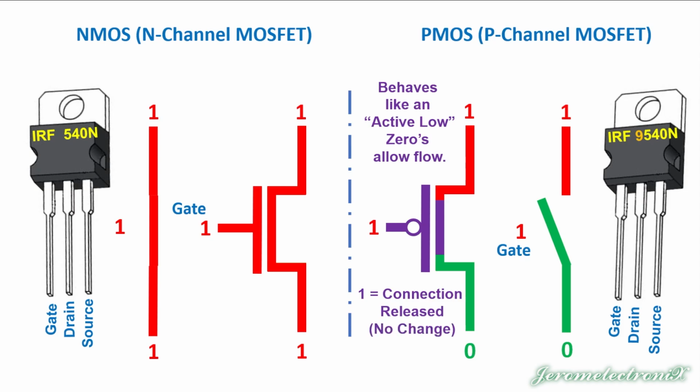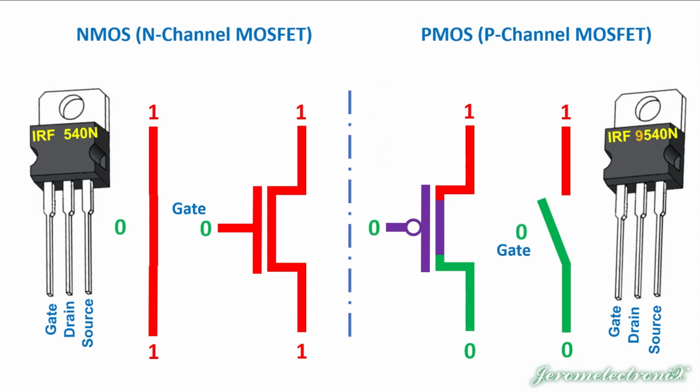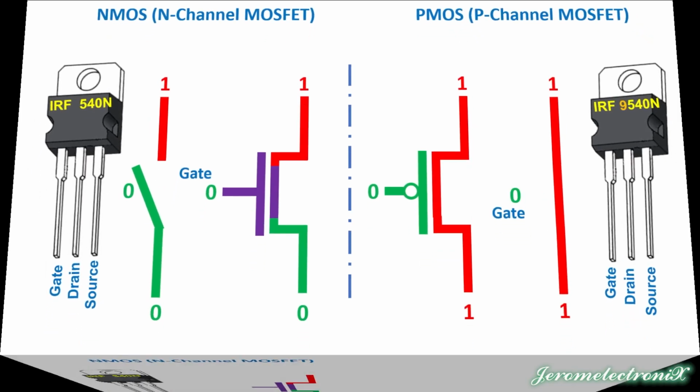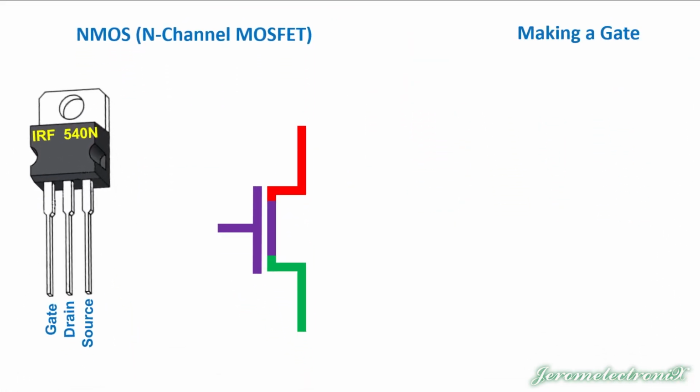So that's what we're showing. And this connection was released, so there's no change. But if I change everything to 0, it's going to stop the flow in the NMOS, and it's going to enable the flow in a PMOS. So that is, again, the difference. Now, what we're going to do is we're going to use an NMOS to start making gates.